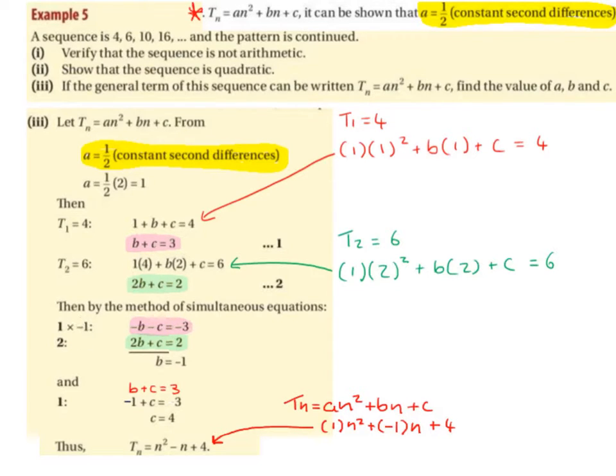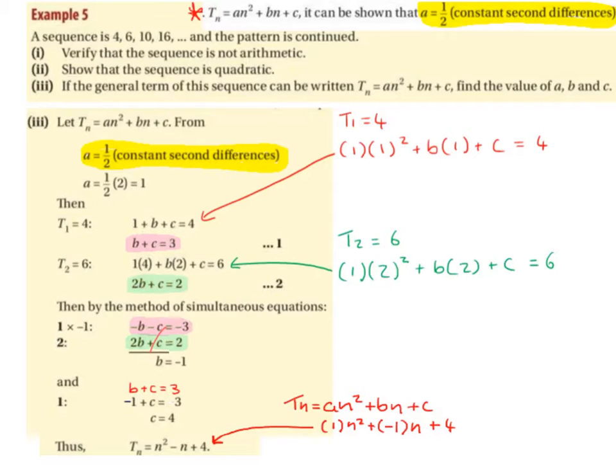b multiplied by minus 1 is minus b. c multiplied by minus 1 is minus c. 3 multiplied by minus 1 is minus 3. Minus c plus c now cancel out. Minus b plus 2b is b. Minus 3 plus 2 is minus 1. So now I have b is equal to minus 1. So I've got my a value to be 1, my b value to be minus 1. Now we need to find the c.